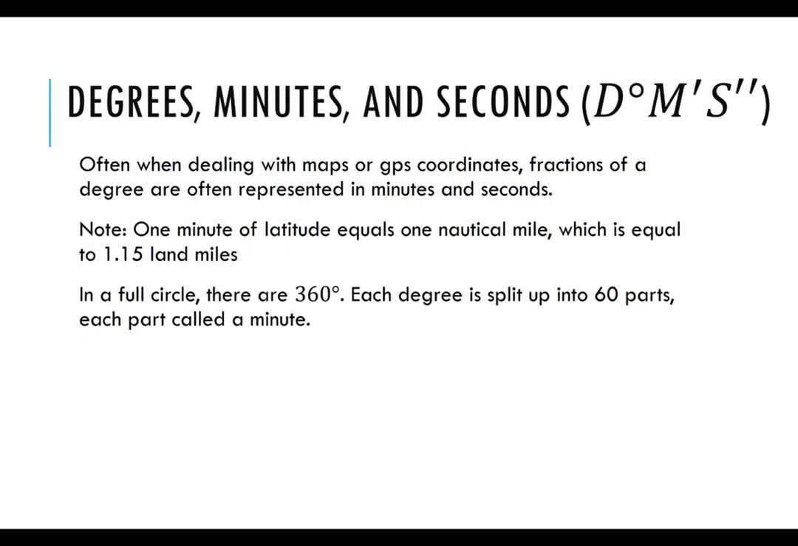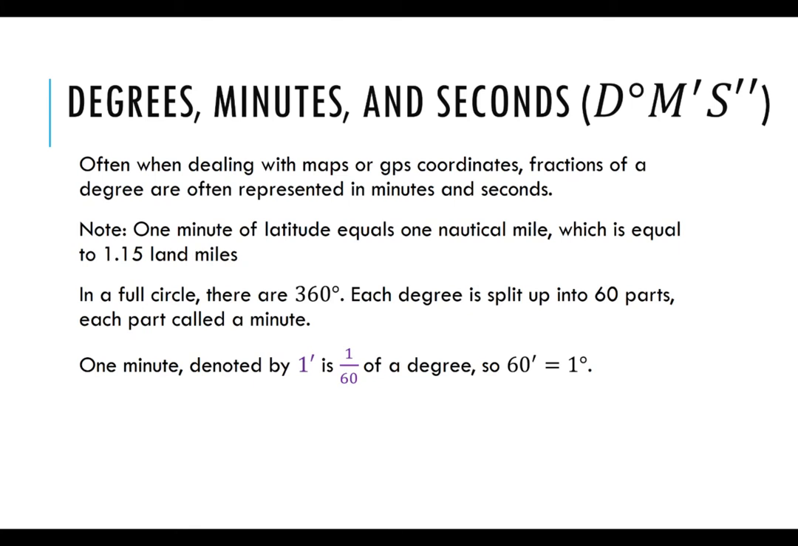So, first off, in a full circle, there's of course 360 degrees in a full rotation. Then what's going to happen is we break it down into degrees, minutes, and seconds. Minutes leads you to this idea: how many minutes are in an hour? 60. Well, each degree is going to be split up into 60 parts. Each part's going to be called 1 minute.